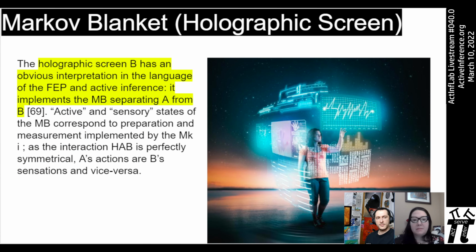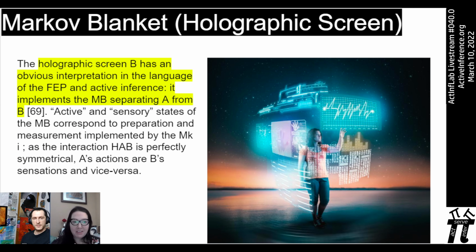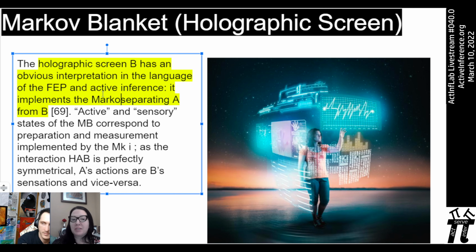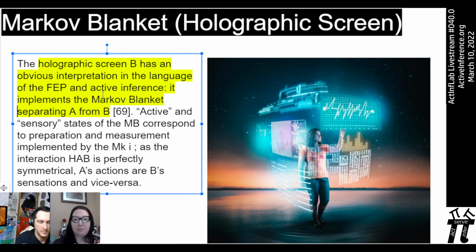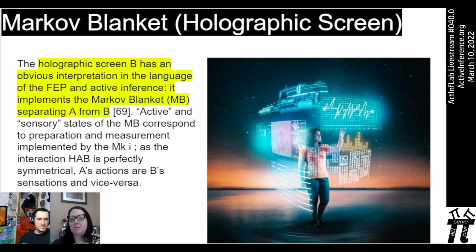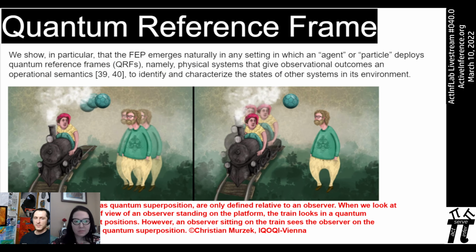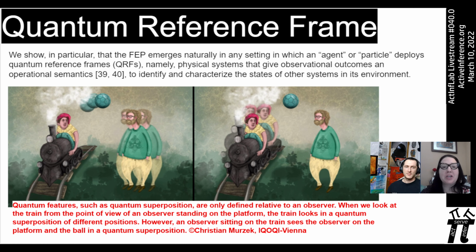Nice. So they say the holographic screen, fancy B, has an obvious interpretation in the language of the free energy principle and active inference. It implements the Markov blanket that separates A from B. So we've seen the Markov blanket before and mentioned it here, but I think that they are going to implement this holographic screen as this Markov blanket. Yeah, perfect, cool. And then the quantum reference frame, fun. So here they say, we show in particular that the FEP emerges naturally in any setting in which an agent or particle deploys quantum reference frames.